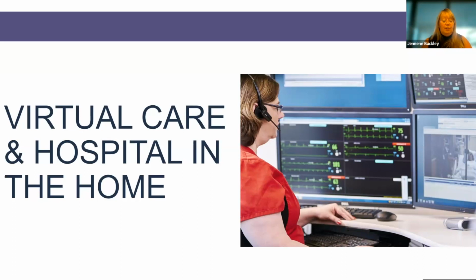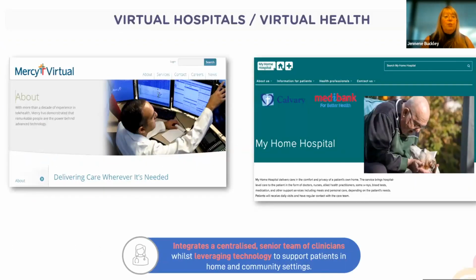Certainly one of the leaders that we had seen in virtual hospitals was Mercy Virtual in the US, who has been operating a virtual model for a number of years, supporting not only people in their homes, but also providing support to ICU and CC units in hospitals as backup eyes for those very busy areas.